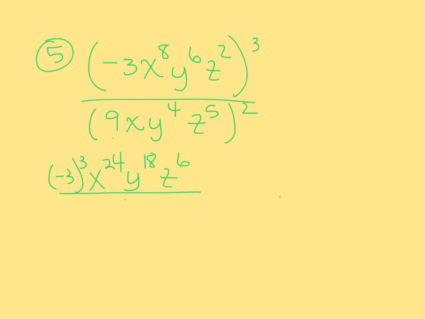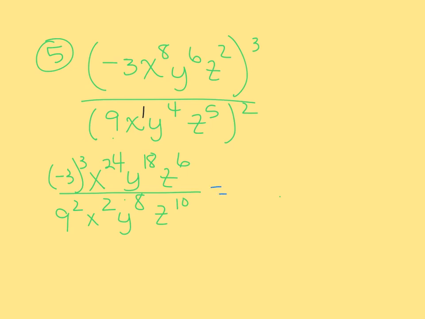On the bottom, I have 9 squared. There is an imaginary 1 on that x, so x to the 1st to the 2nd is x to the 2nd. Y to the 4th to the 2nd is y to the 8th. Z to the 5th to the 2nd is z to the 10th.